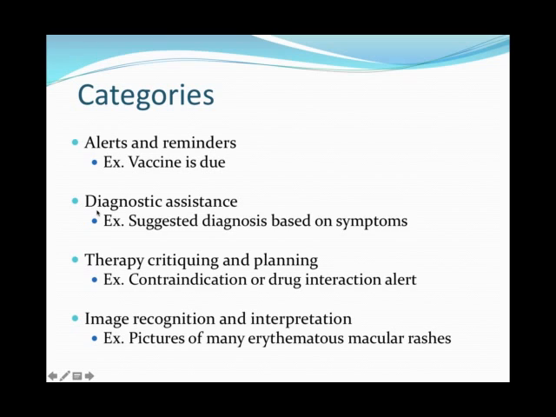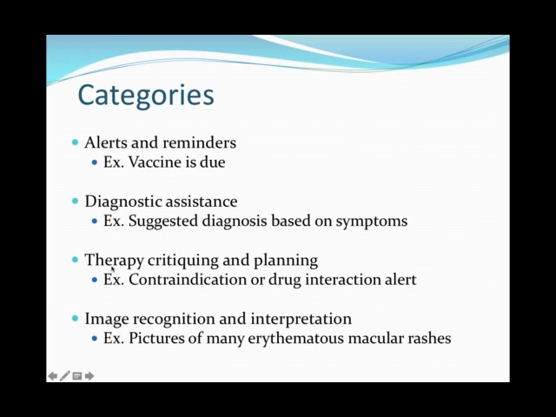Another category can be one that gives diagnostic assistance. So this is one that suggests a diagnosis based on symptoms, like I said before, the 50-year-old patient who smokes, has a cough with bloody sputum for 3 months and weight loss, and then it will give you one or more than one most likely possible diagnoses.